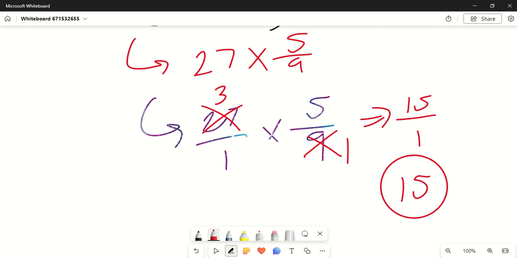Hey Google, what's the current temperature in Celsius? The temperature in Stockton right now is... currently in Stockton, it's 15 degrees Celsius.